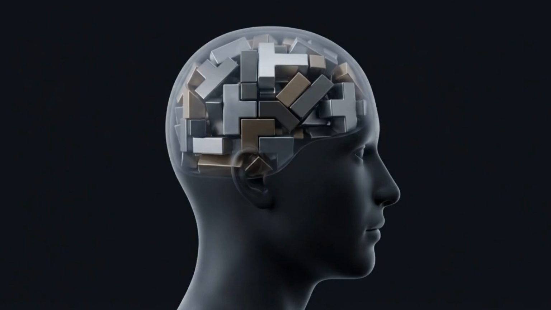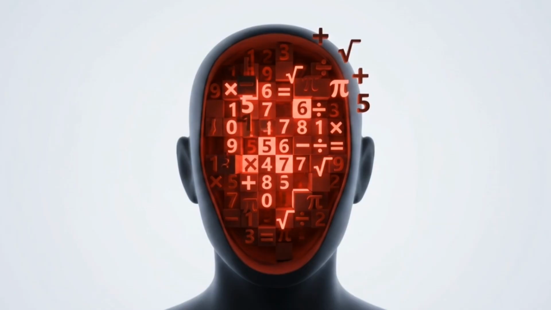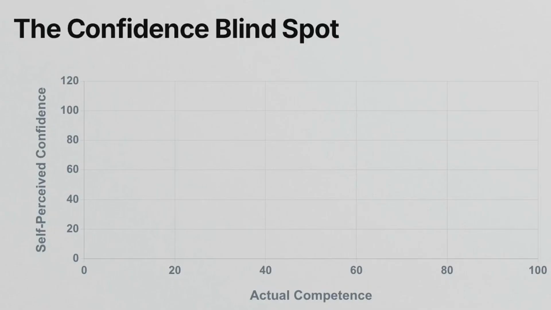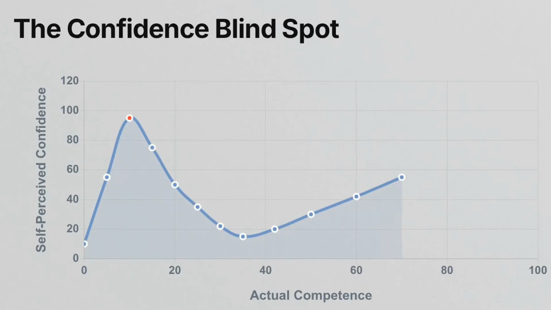To understand how a rigid mind operates, we have to look at how it calculates its own level of skill and knowledge. This chart illustrates the Dunning-Kruger effect, a cognitive bias where people with the least knowledge report the highest confidence. Competence tracks along the bottom, confidence vertically.